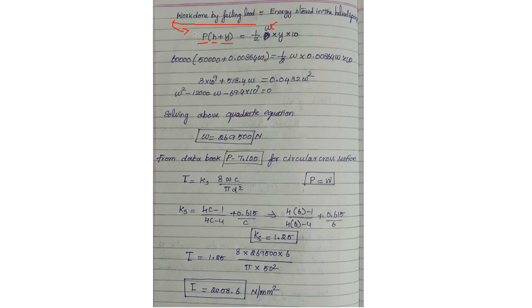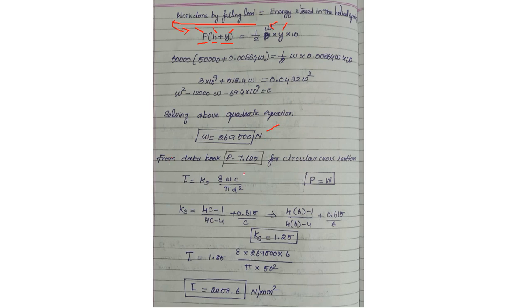Okay, so we know the value of P, we know the value of H, and we know the value of Y in terms of W. If we substitute, we would have one quadratic equation, and if we solve this quadratic equation, we get the load acting on an individual spring, which is 269,500 Newton.